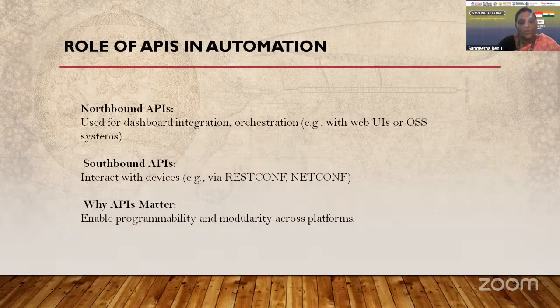Role of APIs in automation. Northbound APIs are used for dashboard integrations and orchestration, for example with web UIs or OSS systems. Southbound APIs interact with the devices via REST or NETCONF. Why APIs matter: they enable programmability and modularity across platforms. Northbound APIs are used for integrating network automation platforms with higher-level applications, such as orchestration systems, business support systems, operation support systems, and custom dashboards or portals.